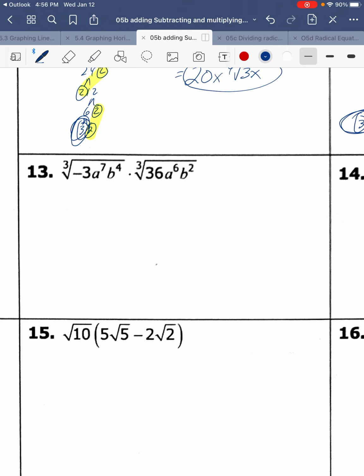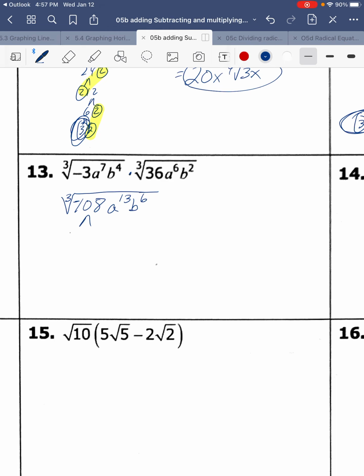13. We have both cube roots, so we'll keep it a cube root. We have a negative 3 times 36 is 108. Negative. A to the 7th times a to the 6th, so like bases, add exponents. B to the 4th times b squared, add exponents.